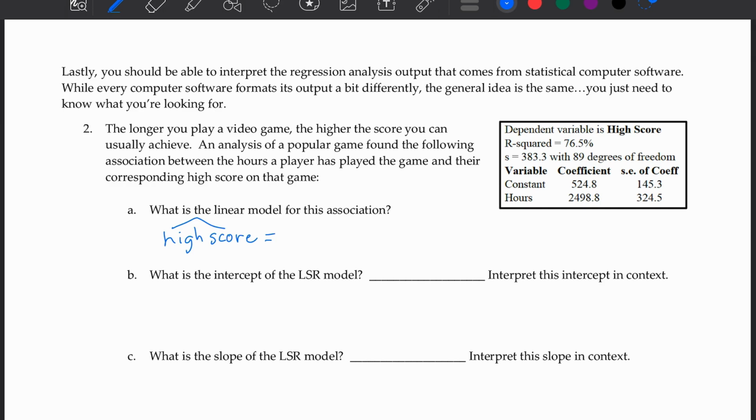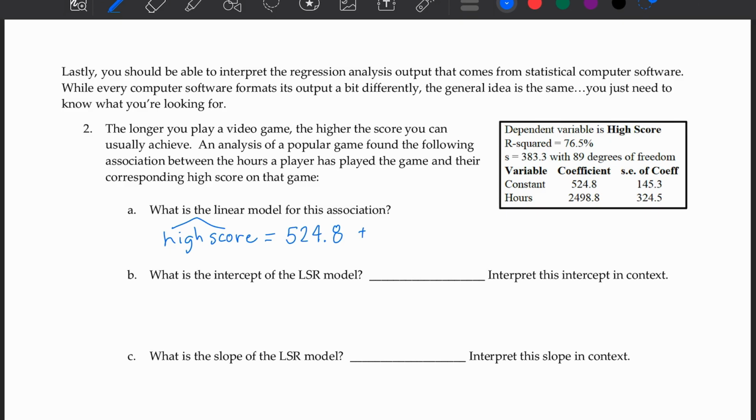And then we have a little table here: variable, coefficient, and standard error of coefficient. So it has the different variables. Constant, you'll notice from our words up here, is not actually the name of one of our variables. That is because it is literally the constant, in this particular case the A value. So the coefficient for that is going to be 524.8. That's our A value there.